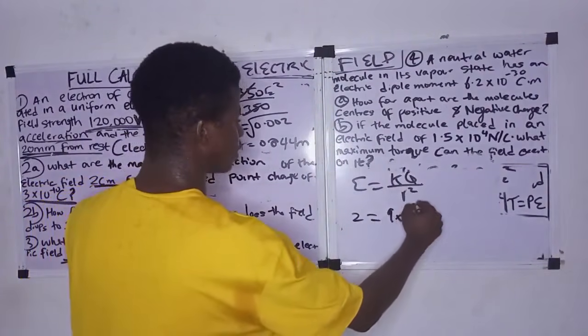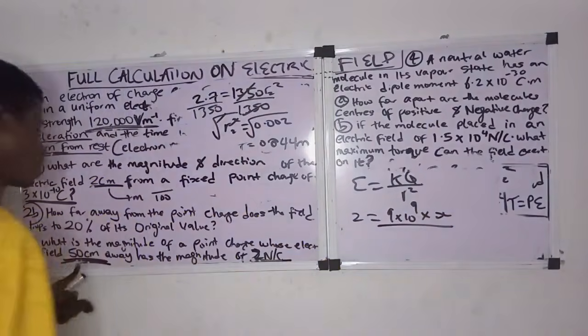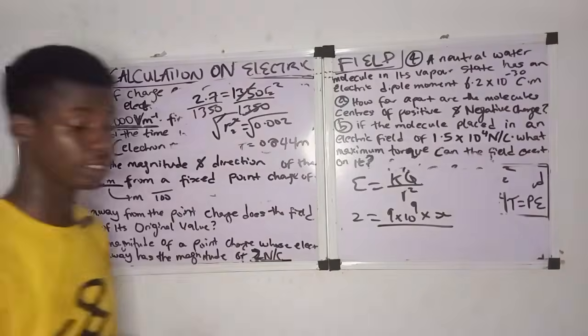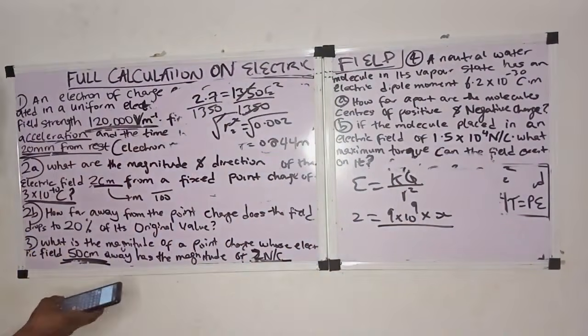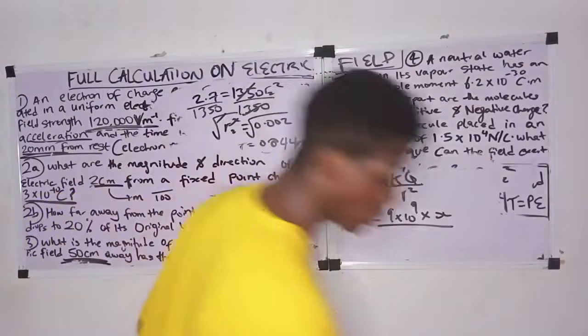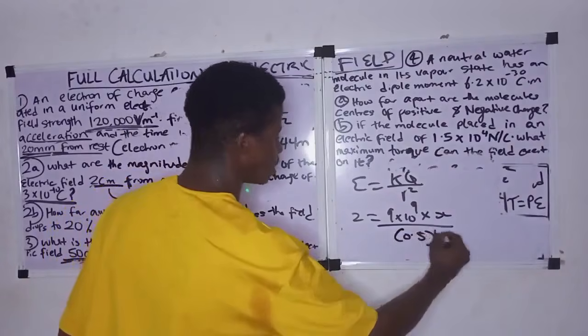9 times 10 raised to 9, then times the charge, which we don't know, then divide by what? The distance. Look at it. The distance is in centimeter, so we convert it to meter by dividing by 100. So it's divided by 100 to be 0.5. So the distance is 0.5 meter, then all squared.